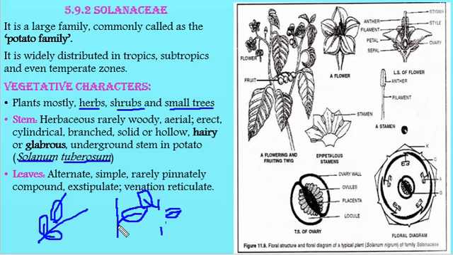Then venation is reticulate. What is reticulate venation? The veins and veinlets are arranged in the form of a network. Such venation is known as reticulate venation. So the characteristics of the leaves in the plants which belong to family Solanaceae are that the leaves are arranged in an alternate manner, they are simple, rarely pinnately compound, ex-stipulate, and with a reticulate venation. So these are the vegetative characters of the plants which belong to family Solanaceae.